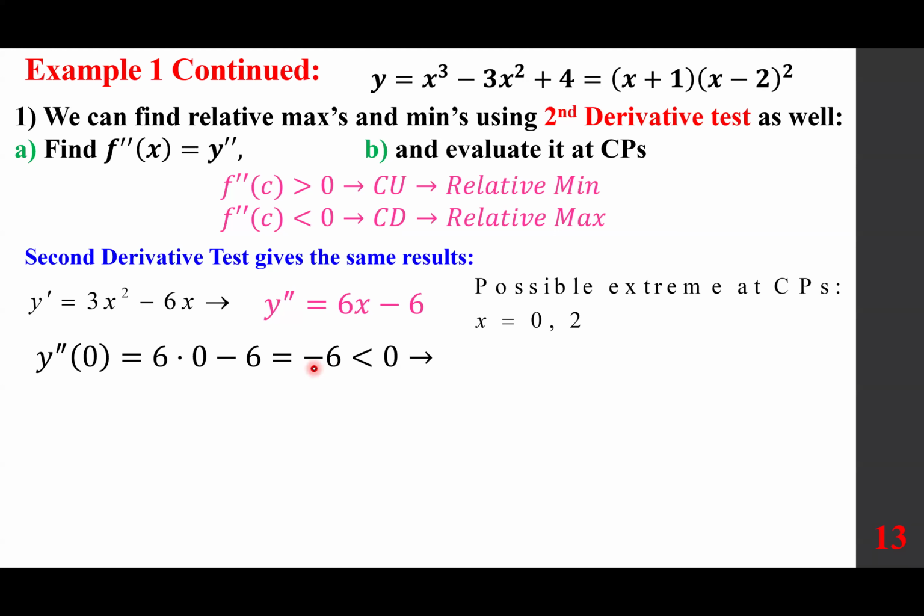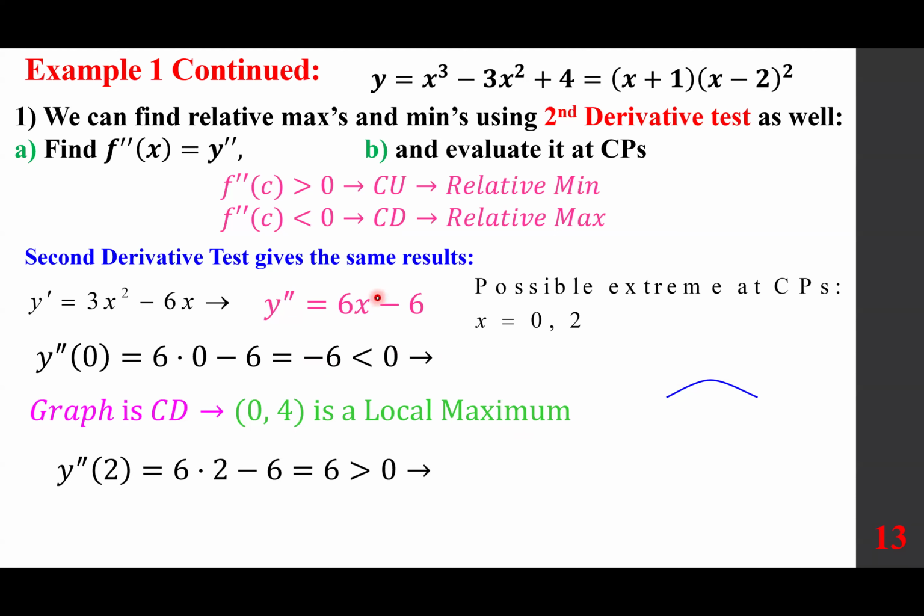Because it's negative, the graph is concave down, looking like that. And if it's concave down, this is a local max. So the graph is CD, concave down. (0, 4) is a local max. On the other hand, if I put the 2 in there, I get positive 6. Again, it doesn't matter, positive 6 or positive 6,000. I'm just interested in the sign, which gives me this.